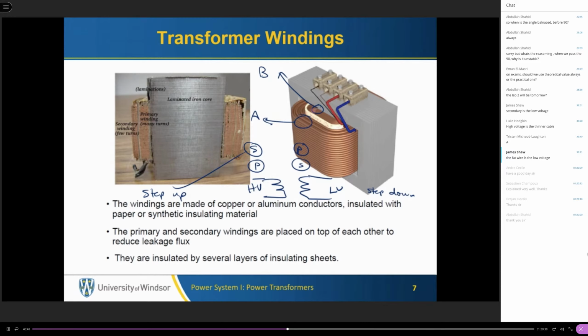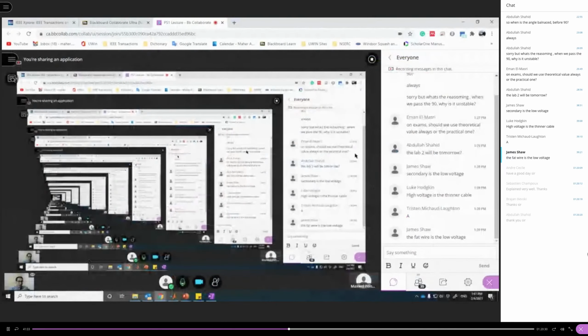My question: which winding here is the low voltage winding, and which one is the high voltage? So we have A and B. Which one is the high voltage winding? Let me go back to the chat. One answer here: A, high voltage is the thinner cable, correct.